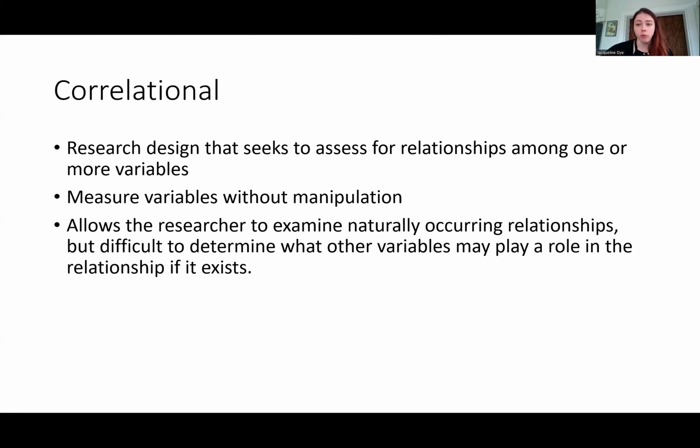Then we have a correlational research design. This design seeks to assess for relationships among one or more variables. This is measuring variables without manipulation. It allows the researcher to examine naturally occurring relationships, but it's difficult to determine what other variables may play a role if a relationship exists.